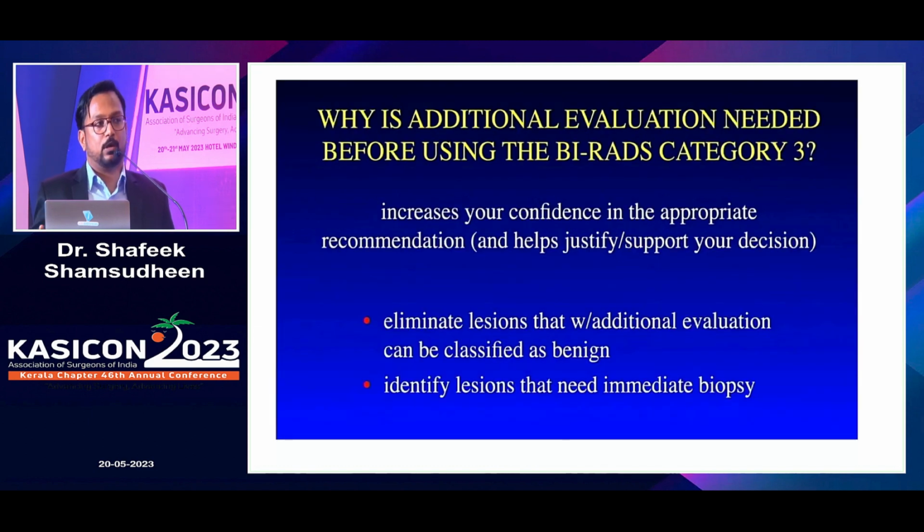Now, why is this required? Why is additional evaluation required before calling it BI-RADS 3? There are two main reasons. Number one, you want to eliminate lesions where additional evaluation like ultrasound may show a mass to be a simple cyst, which can be easily classified as benign and downgraded to BI-RADS 2 to avoid unnecessary follow-up. On the other extreme, you want to identify lesions which may look like fibroadenomas, like your triple negative breast cancers and medullary cancers, which may require immediate biopsy. Now, there are studies which have shown that if you miss these cancers, these are aggressive lesions and they come back at a much later advanced stage with a survival detriment.